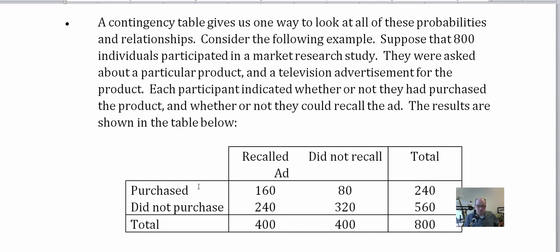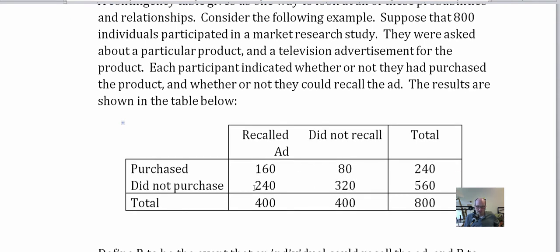And then we dumped it into a pivot table. Here's our first question: did you purchase this or not? We actually had 240 people who purchased it and 560 who did not. And then we also asked the same thing in the pivot table, we dropped up here the question, did you remember the ad or not? Half the people, 400 people, remembered it, and half the people did not remember it. So there's a total of 800 people.